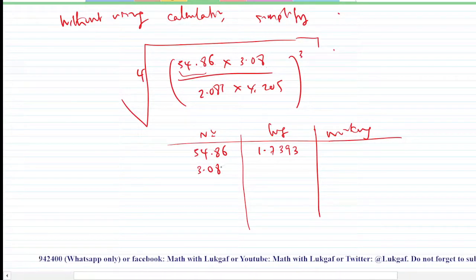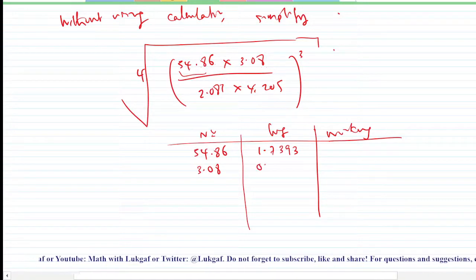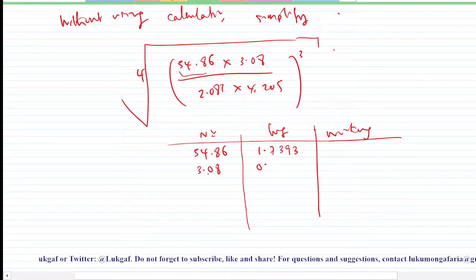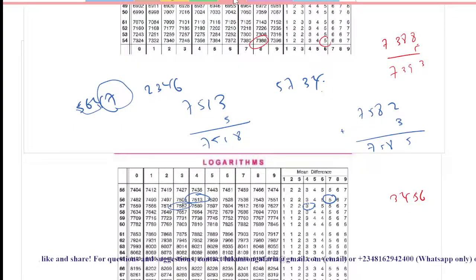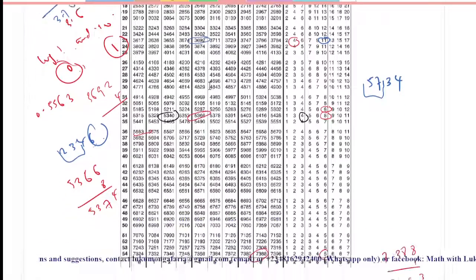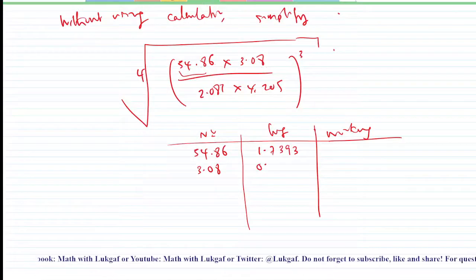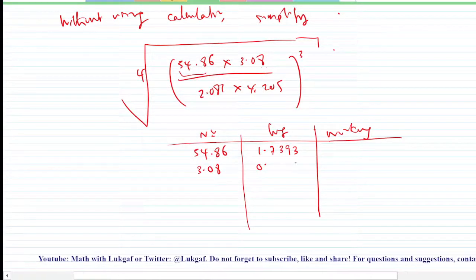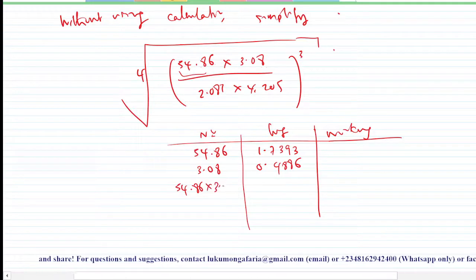You understand now? Then for the second one, don't forget, you have to take the characteristic part. The characteristic part of this number will be 0, since it is one digit before the decimal point. You check 30 under 8 on your logarithm table. 30 under 8 is 4886. Is that not so? 4886.